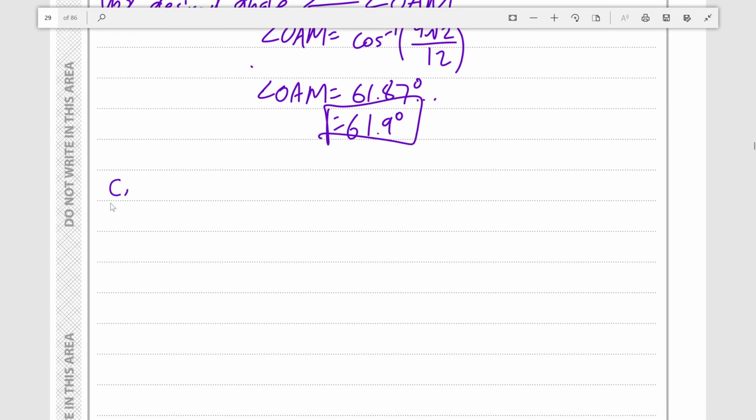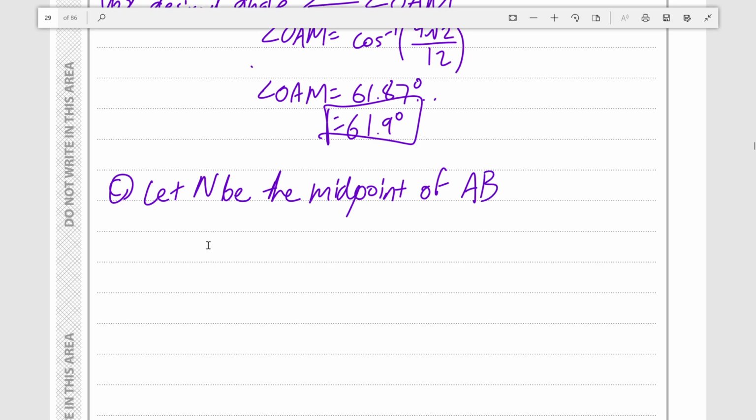So what we did there is we let N be the midpoint of AB. And then we will see that the angle we are looking for is the angle at N of the triangle ONM. So if you have this triangle here, and there's a right angle, and there's O on top, and M in the middle, and N on the side, we are looking for this angle. So angle ONM is the desired angle.